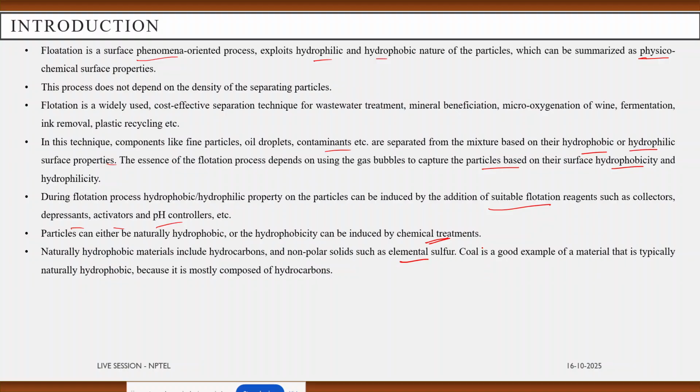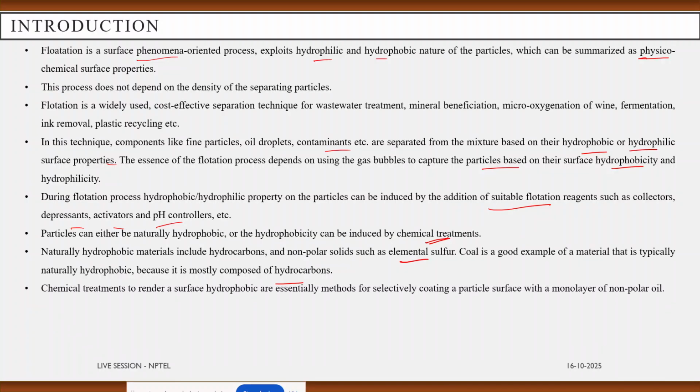I was talking about coal beneficiation process. So coal is a very good example of a material that is typically and naturally hydrophobic because it is mostly composed of hydrocarbons. So when we need to do the chemical treatment to render a surface hydrophobic, it is essential to follow a method for selective coating of the particles with monolayers of the non-polar oil.